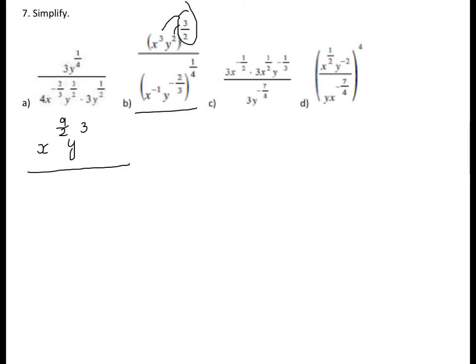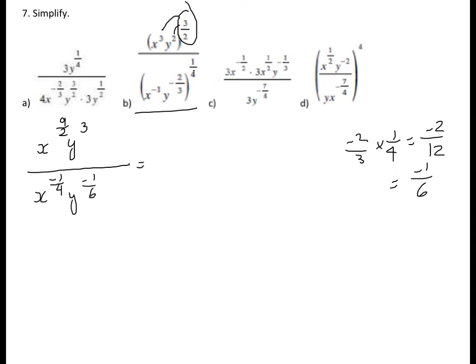The next one, I'm going to simplify the denominator. So I'm going to multiply 1 over 4 by negative 1. I get x exponent negative 1 over 4. And negative 2 over 3, I'm going to do it here, negative 2 over 3 times 1 over 4 is going to give me negative 2 over 12, which is negative 1 over 6. So y exponent negative 1 over 6.